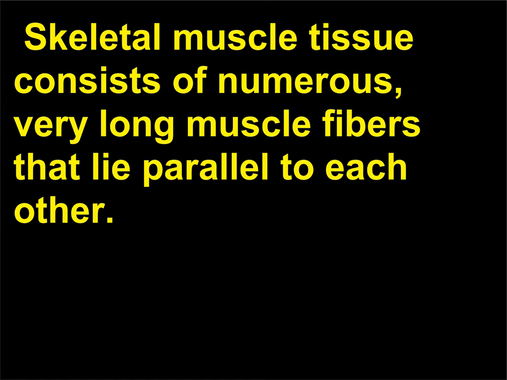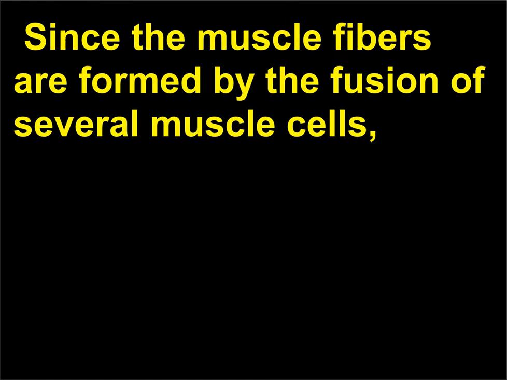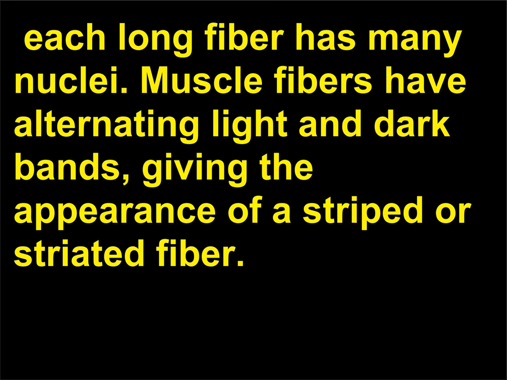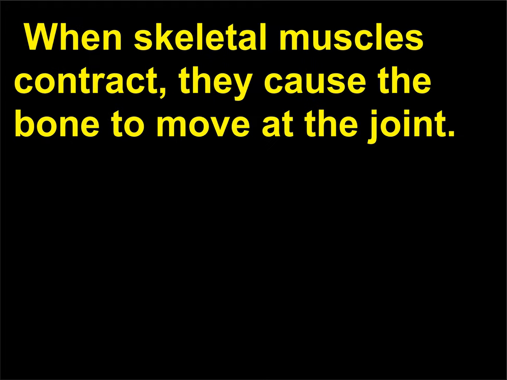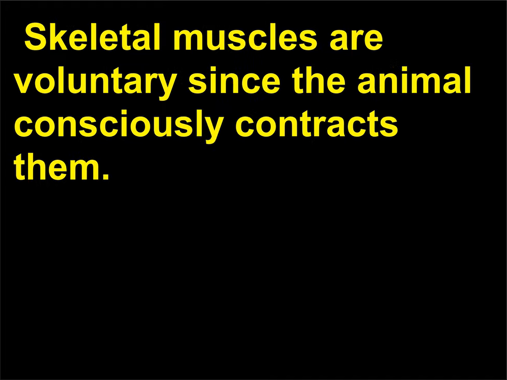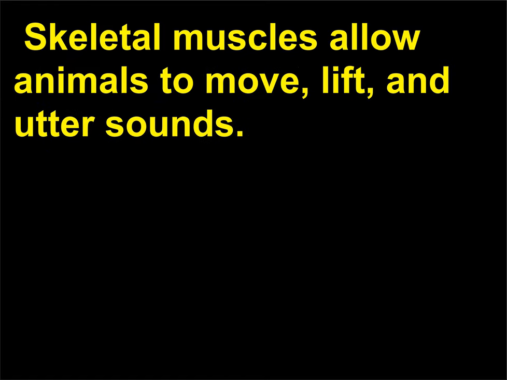Skeletal muscle tissue consists of numerous, very long muscle fibers that lie parallel to each other. Since the muscle fibers are formed by the fusion of several muscle cells, each long fiber has many nuclei. Muscle fibers have alternating light and dark bands, giving the appearance of a striped or striated fiber. Tendons attach skeletal muscles to the bone. When skeletal muscles contract, they cause the bone to move at the joint. Skeletal muscles are voluntary since the animal consciously contracts them. Skeletal muscles allow animals to move, lift, and utter sounds.